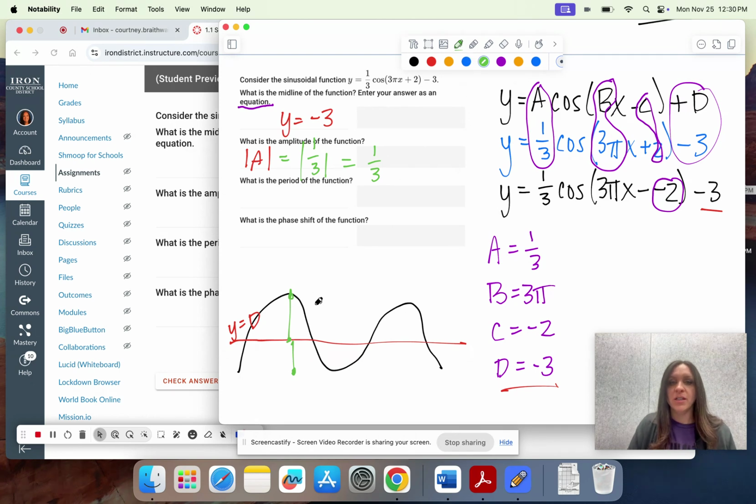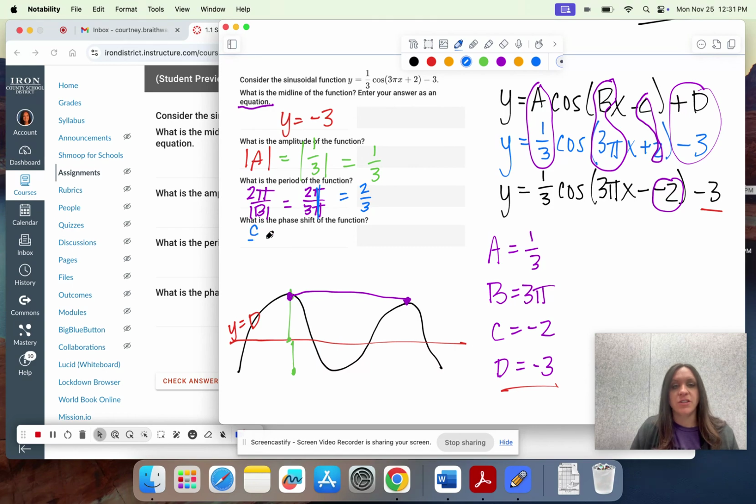The period is the distance as the wave repeats. So we usually measure top to top, and then it repeats again. So we get the period by taking 2 pi over the absolute value of b. So b is 3 pi. So what happens? We have pi divided by pi, so just 2/3 is our period.